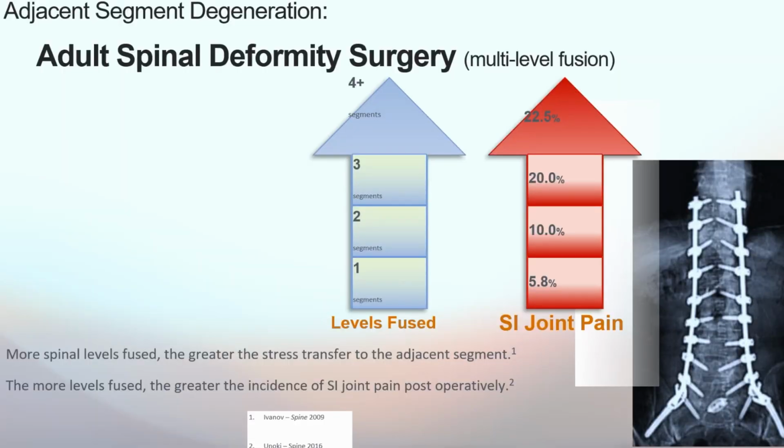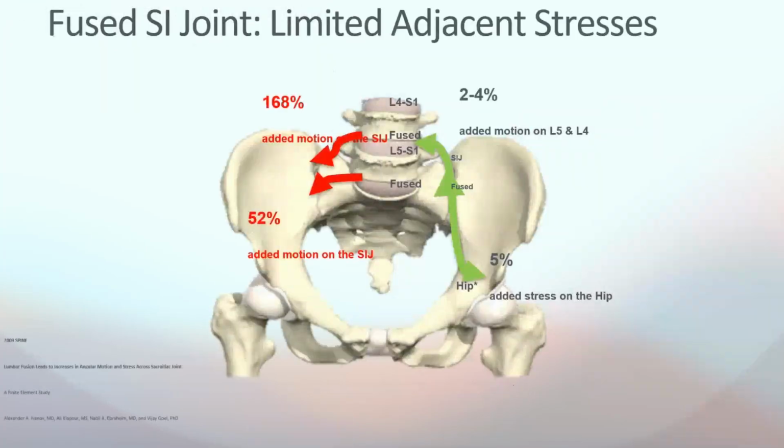Really just driving home the message, the more levels you have fused, the greater chance you're going to get SI dysfunction. More added emphasis. Okay, this kind of shows the opposite, that somebody who also has poor biomechanics with the hip.